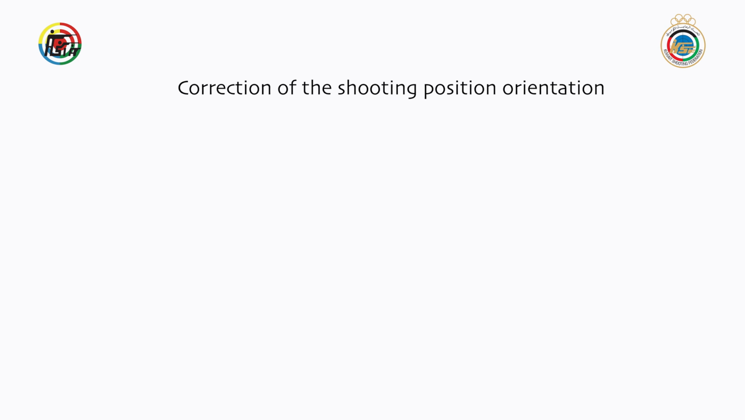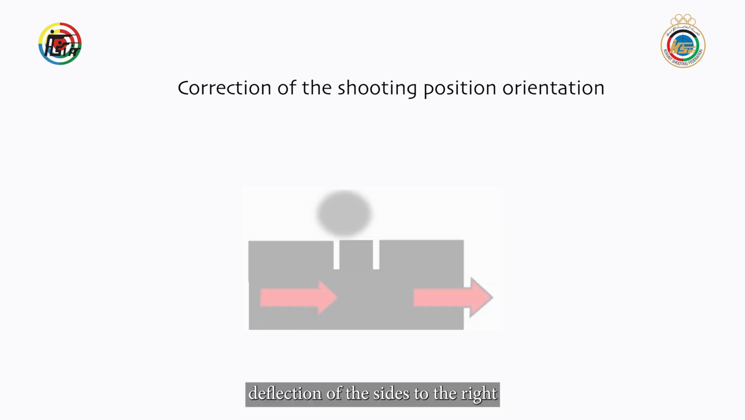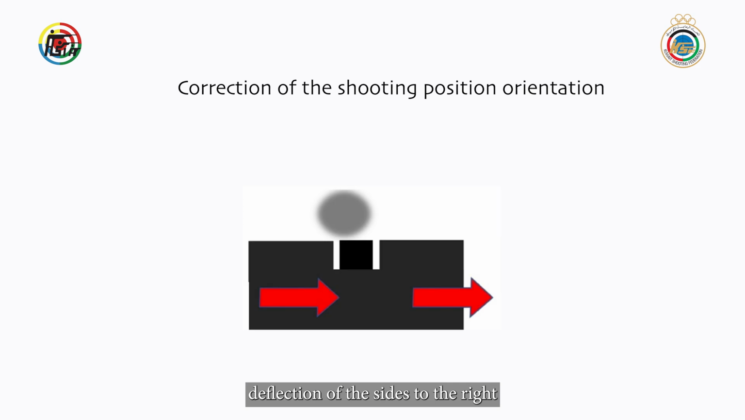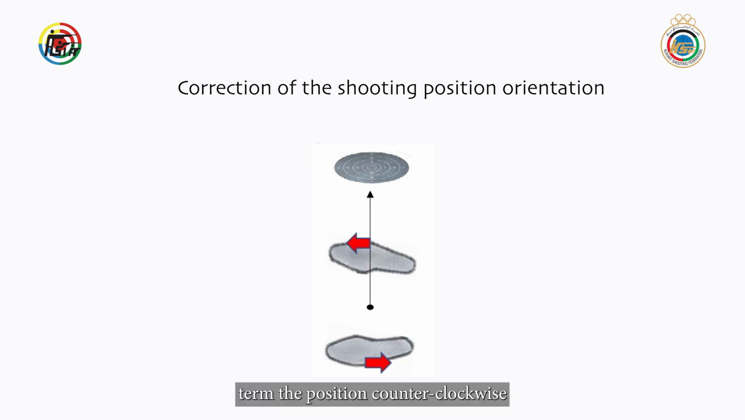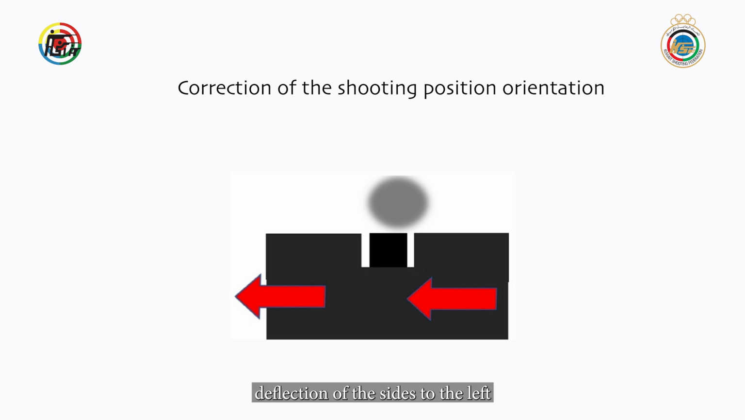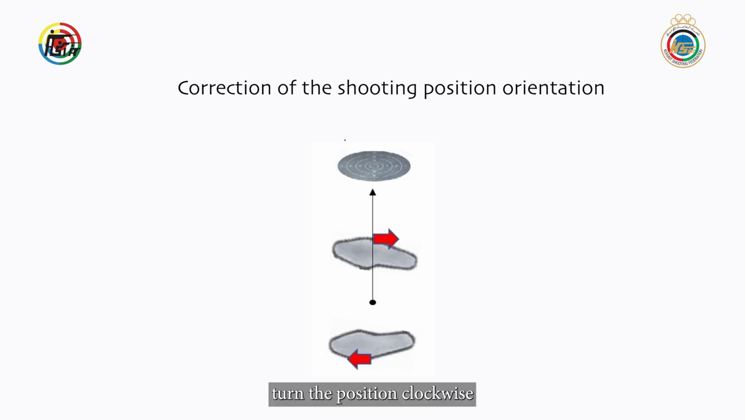Correction of the shooting position orientation. Deflection of the sights to the right. Correction: turn the position counterclockwise. Deflection of the sights to the left. Turn the position clockwise.